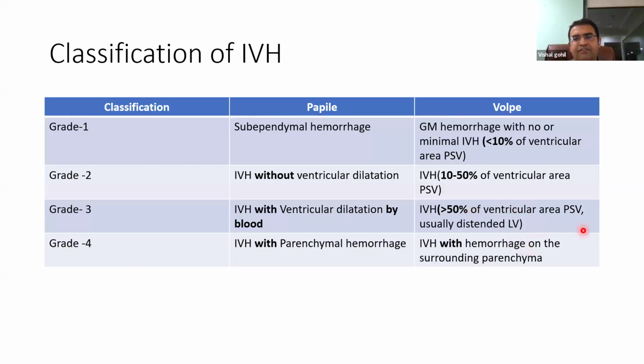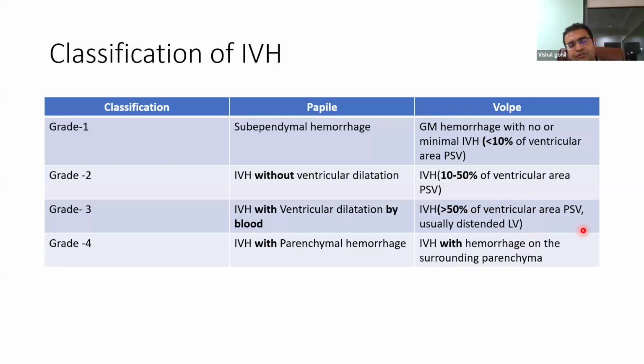When your bleeding is more than 50% of the ventricular area, and with the dilatation of the lateral ventricle, that is your grade 3 IVH. And when you find the bleeding in the surrounding parenchyma, that is your grade 4 IVH. Nowadays, people are not using grade 4 IVH as a label.